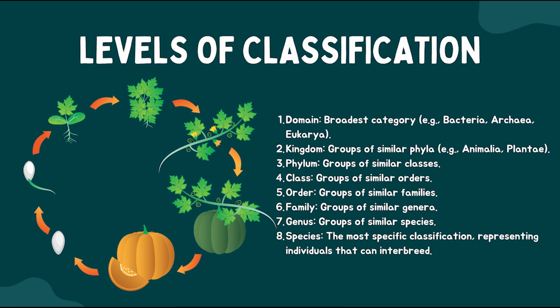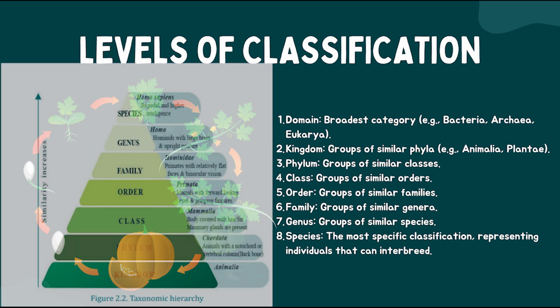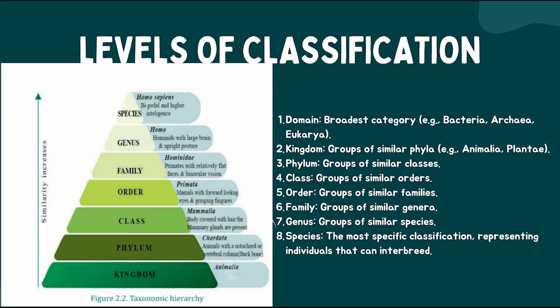The first one is domain. This is the highest level. The second one is kingdom, large groups like Animalia, or animals, Plantae, or plants, and so on. The third one is phylum, which is groups of organisms based on major body plans. Then we have class, order, family, genus, and finally we have the species, the most specific level, which identifies a single type of organism that can reproduce together. Example: humans belong to the species Homo sapiens. This hierarchy helps scientists keep life organized.